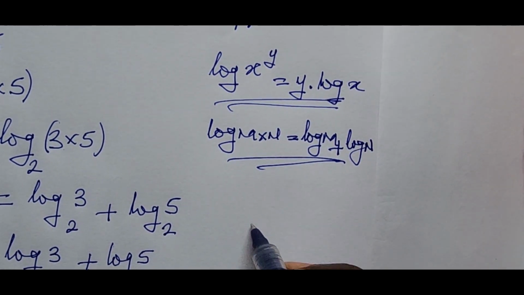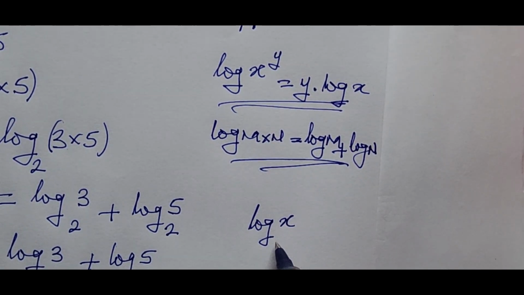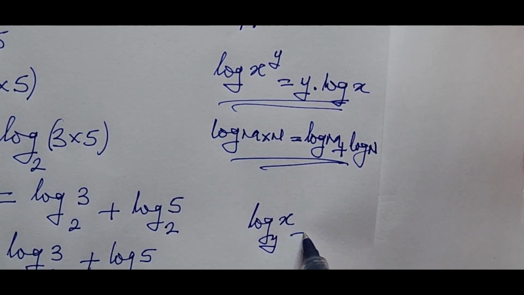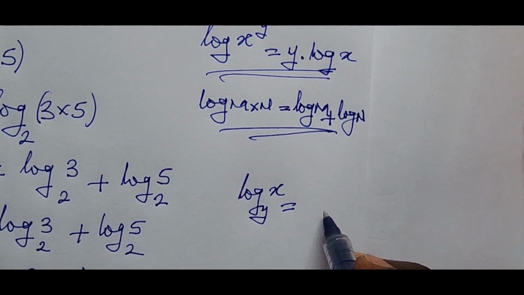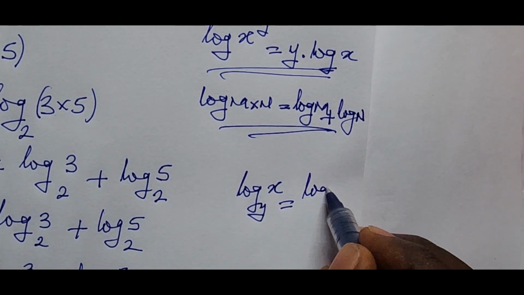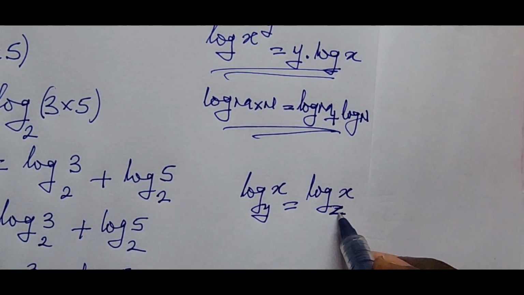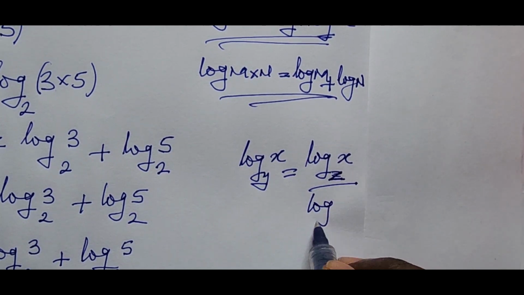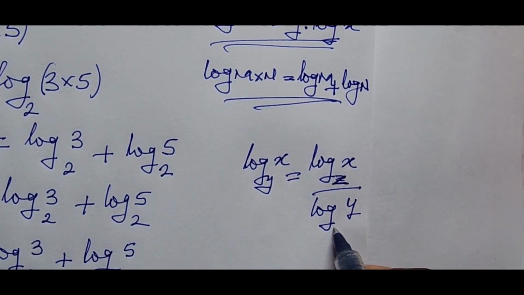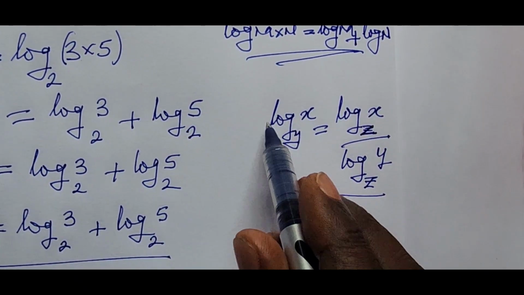It says that when you have log x base y, and you want to change the base to base z, this is going to give us log x base z, okay, this is our z, then all over log y base z. This is what we call the change of base law.